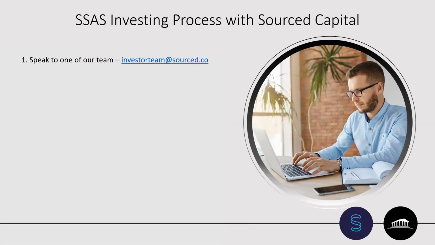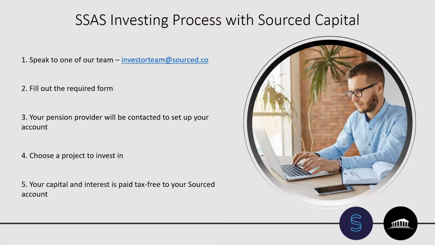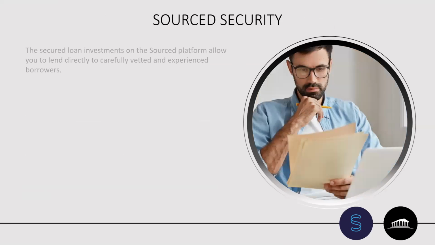If anybody's interested in investing into peer-to-peer or property in that way, utilising the SAS, they can email investorteam@source.co and speak to one of our team. They can fill out the form online that we have on our website. We contact your pension provider. If it's an investment you're looking to make straight away, you choose a project to invest in. Your capital interest is paid tax-free to your source account, and then repaid back into your pension, into your SAS. So that's the general flow of how it works from an operational point of view.